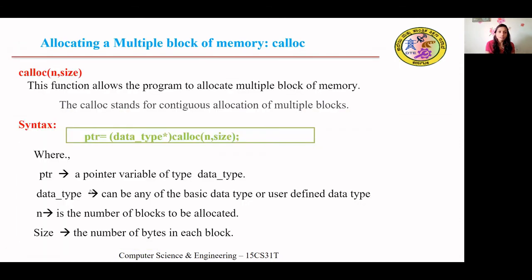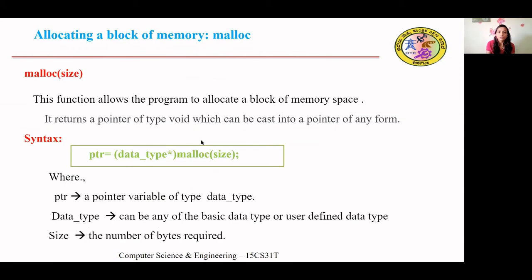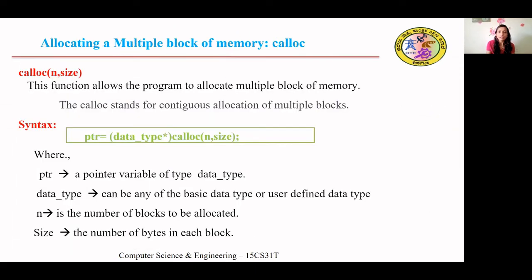Next is calloc. Like malloc, calloc also helps you in allocating memory space. But the difference is malloc means a single block of memory, whereas calloc means multiple blocks of memory. So this is your syntax. ptr is equal to data type pointer. Same it is. Only the difference is there it was a single block. We would write only malloc size. Here we will write calloc, how many number of cells you want, and comma size.